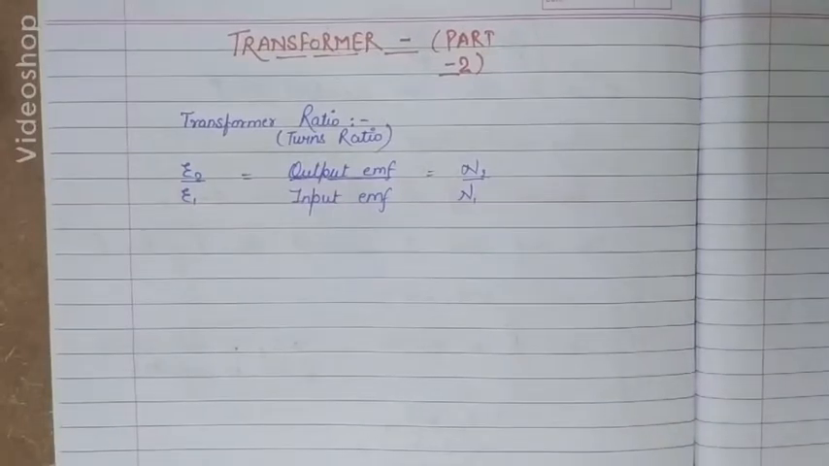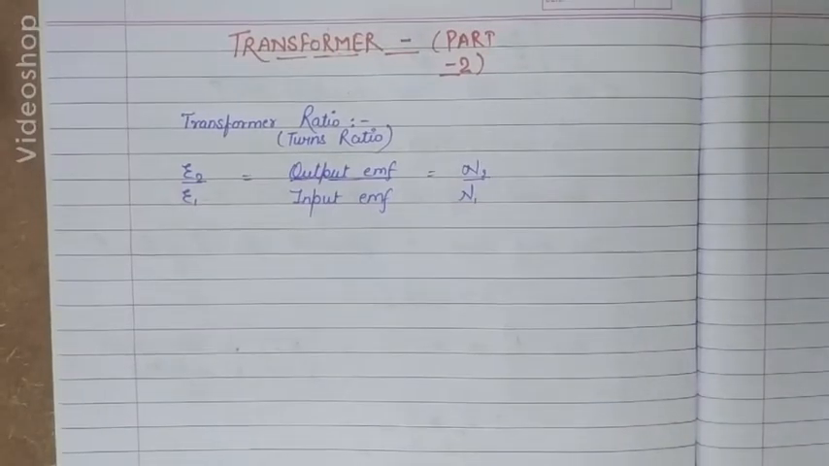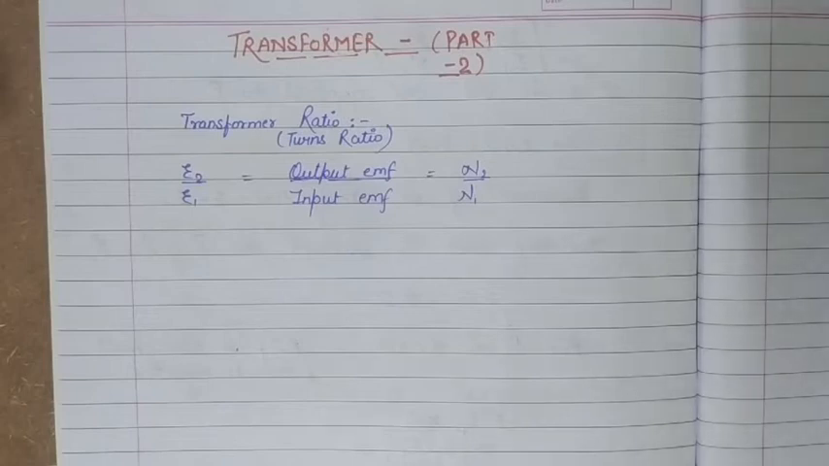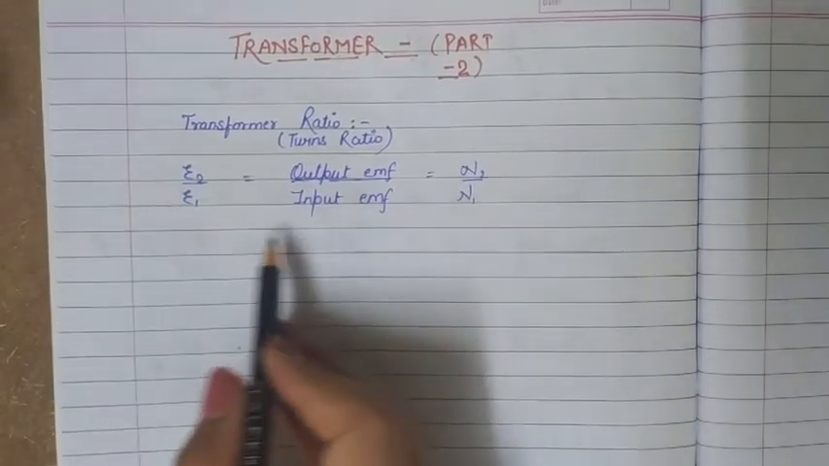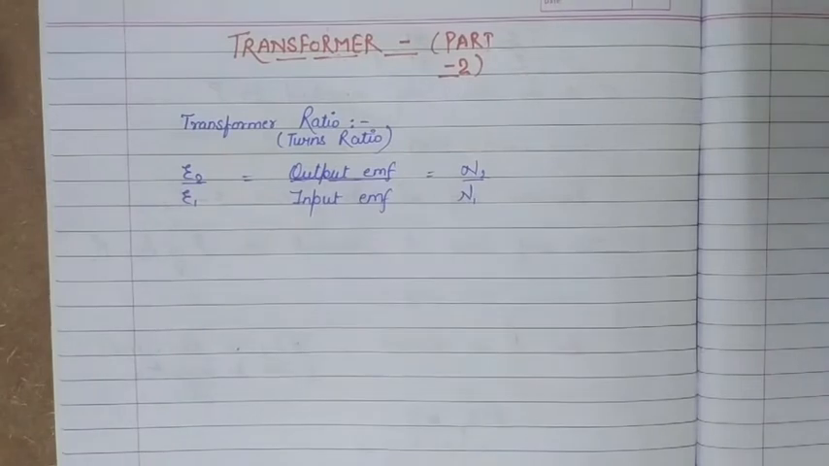In part 1 of this video, we found the transformer ratio or turns ratio, and it was epsilon 2 upon epsilon 1 equals output EMF upon input EMF, that is equal to N2 upon N1, where 1 is for the primary coil and 2 is for the secondary coil.